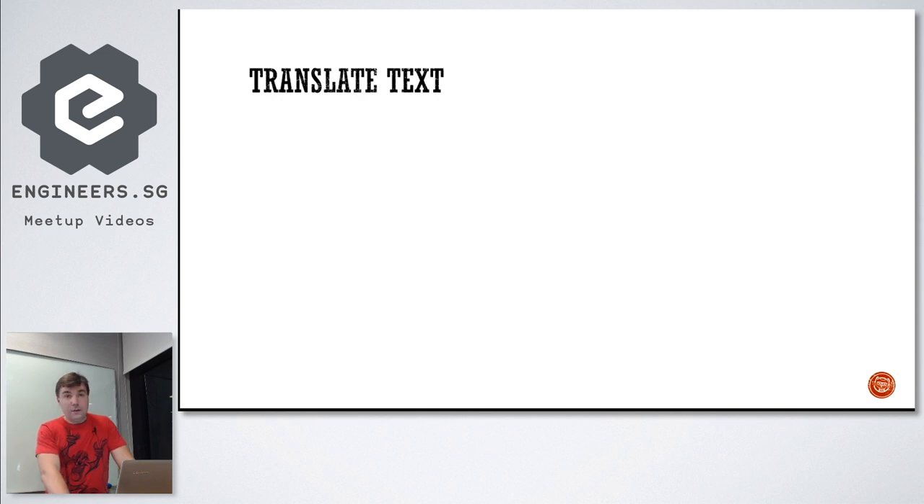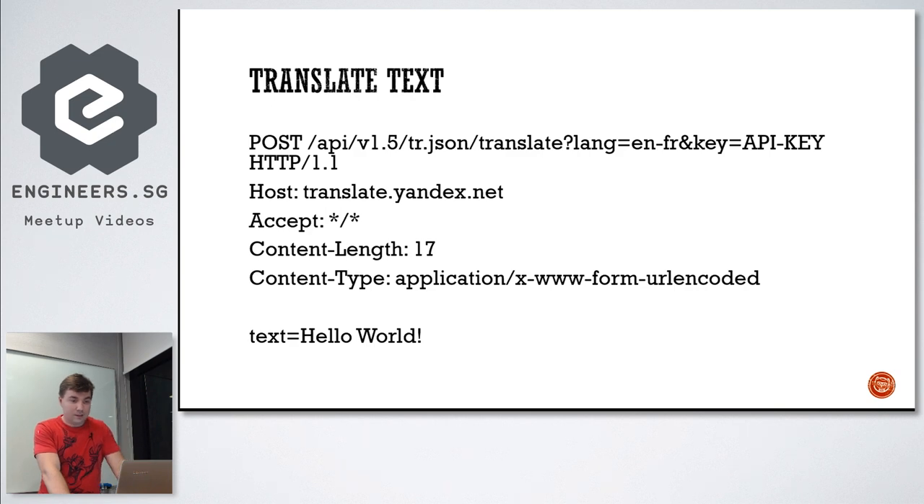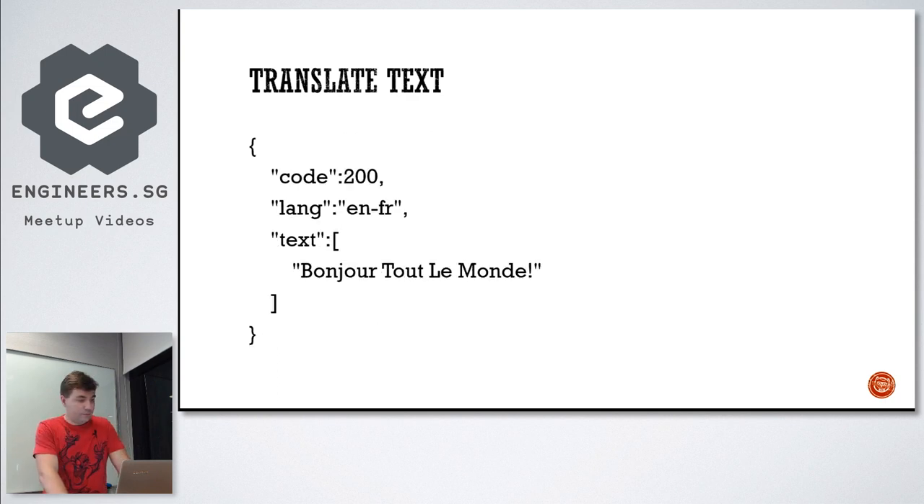Okay, and after that, the final step is to translate the text. Again, that's another API call, just translate, and from what language to what language, and send your text and you get the response. So that's the first part of the API.